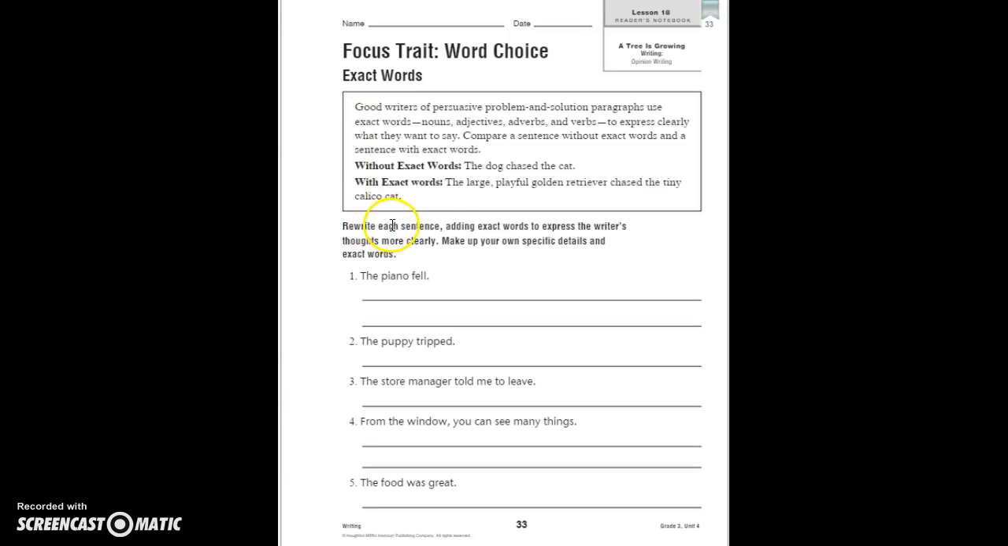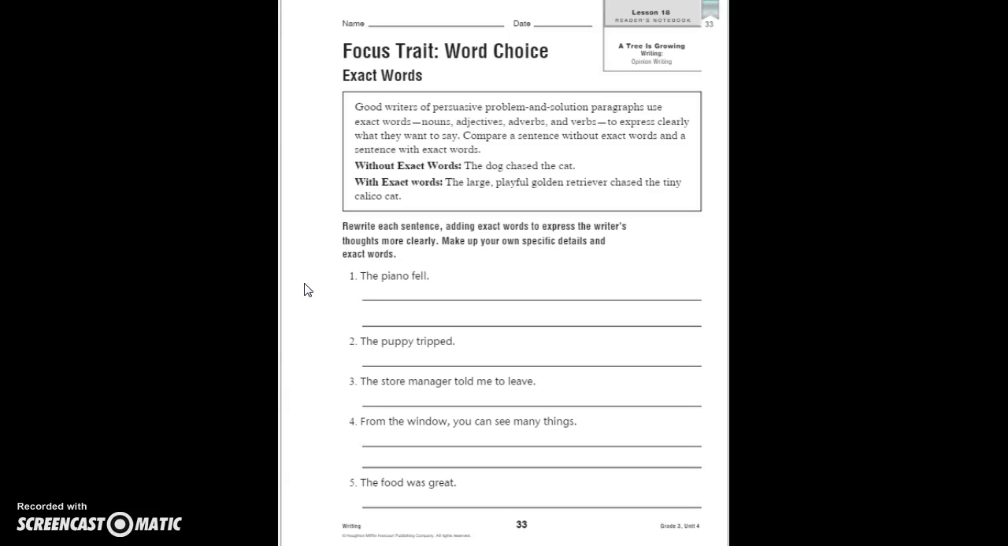You're going to rewrite each sentence, adding exact words to express the writer's thoughts more clearly. You're going to make up your own specific details and exact words. So here's our general word sentence. The piano fell. You are going to write an exact word sentence. For example, as it was being lowered to the ground, the expensive piano crashed and splintered into pieces. I don't know about you, but that is way more interesting for my reader.